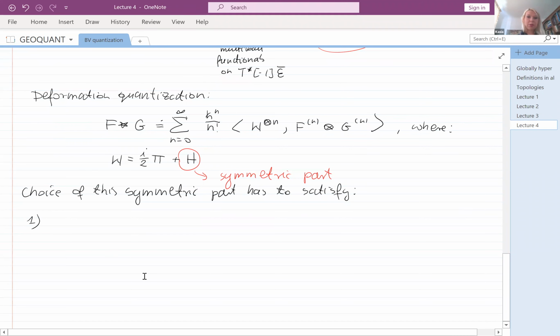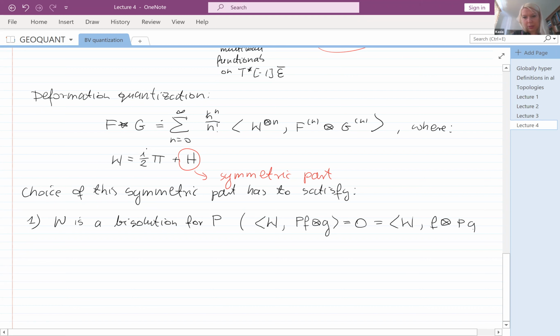So W has to be a solution for this differential operator P of our free theory. So W is a bisolution for P. So in other words, if I plug into W, P on a test function in either argument, then I get 0. So this is being a bisolution.